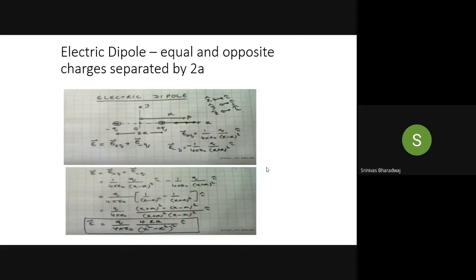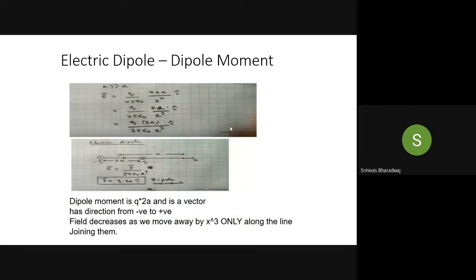Now here he is evaluating the electric field due to a dipole at any point on the x-axis. If you say there's a dipole, this is the origin, and along this are plus q and minus q. As you move along the x-axis, what is the resultant electric field? You end up with this equation. Therefore, as x is far greater than a, you end up with a 1 by x cubed equation. The dipole field decreases as we move away by x to the power of 3.